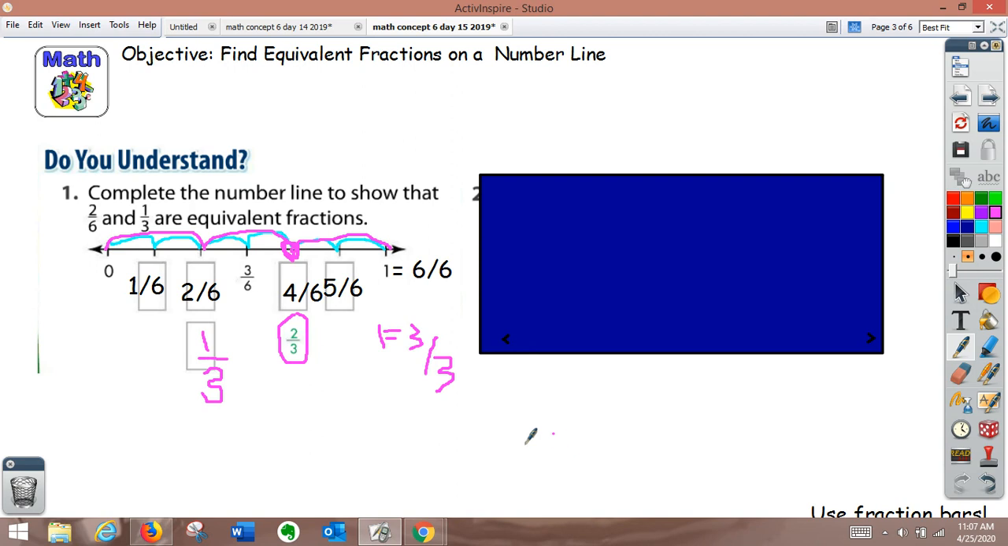Okay, so what's equivalent to 4/6 or 2/6? 1/3. They are equal. They are the same. They are the same part on the number line. They are just different names for the same fraction.